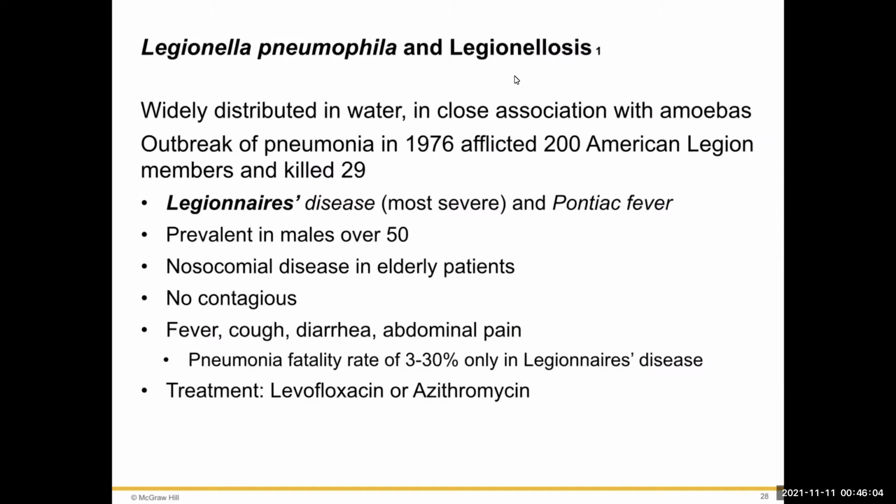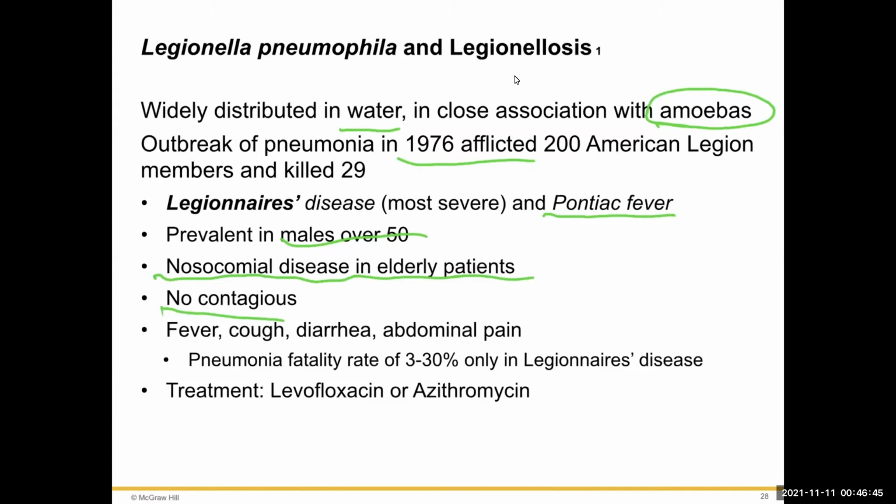Legionella pneumophila is widely distributed in water, closely associated with amoebas. This causes Legionnaires' disease. An outbreak of pneumonia in 1976 afflicted 200 American Legion members and killed 29. The milder form is what's called Pontiac fever, prevalent in males over 50. It is a nosocomial disease in elderly patients, which they get in hospitals. Drinking fountains and things like that can easily transmit it. It's not contagious otherwise, patient to patient; it has to be through a water supply, usually with amoebas.